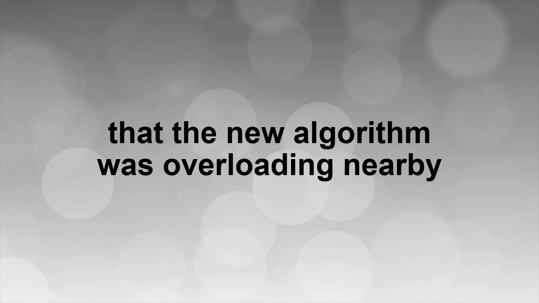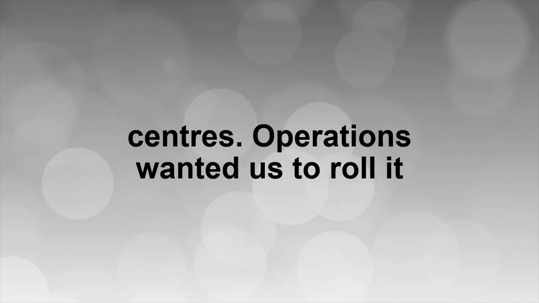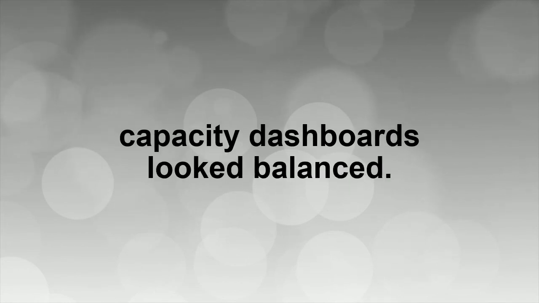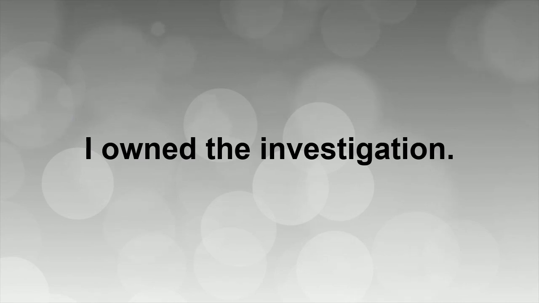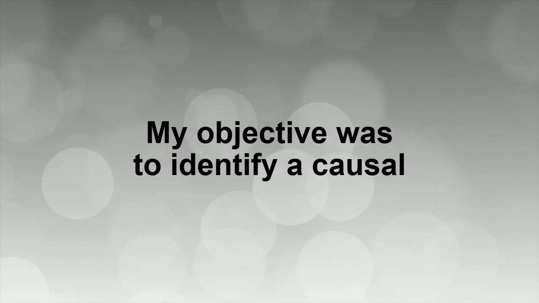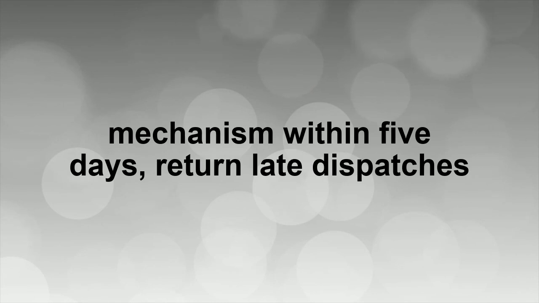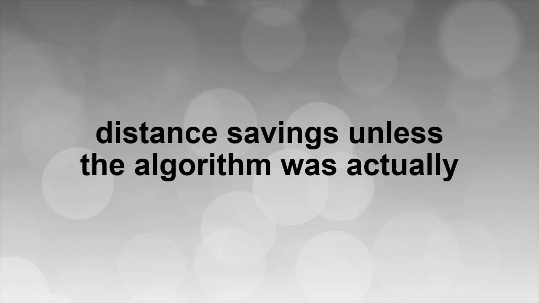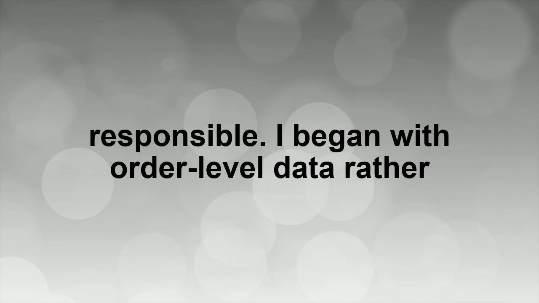The obvious conclusion was that the new algorithm was overloading nearby centers. Operations wanted us to roll it back, while the optimization team argued that capacity dashboards looked balanced. I owned the investigation. My objective was to identify a causal mechanism within 5 days, return late dispatches below 3%, and avoid discarding the distance savings unless the algorithm was actually responsible.